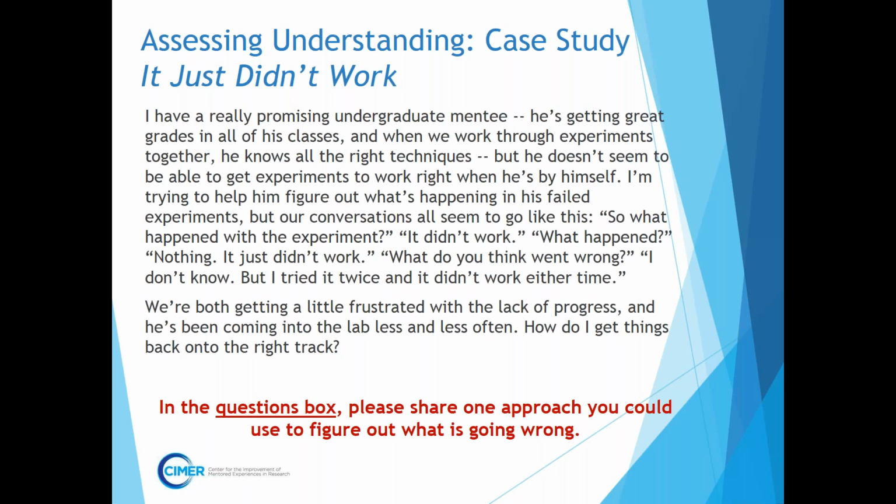So I have a really promising undergraduate mentee. He's getting great grades in all of his classes, and when we work through experiments together, he knows all the right techniques. But he doesn't seem to be able to get experiments to work right when he's by himself.